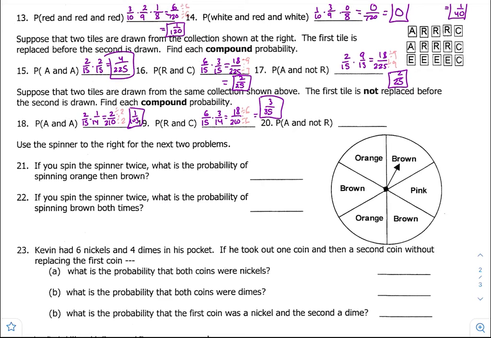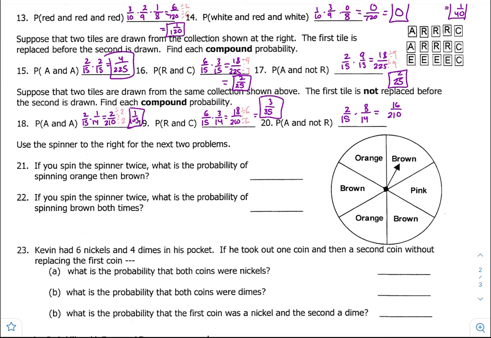Probability of getting an A now is still 2 out of 15. An A is already gone, so the probability of getting a not an R: there's only 14 left, and if there's 6 R's, then that means there's 8 that are not R. An A, an E, 4 E's, and 3 C's. All out of 14, because there's one less block. 2 times 8 is 16, and then 15 times 14 is still 210.